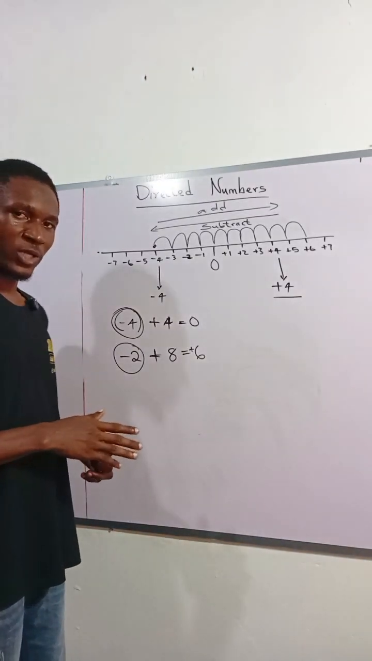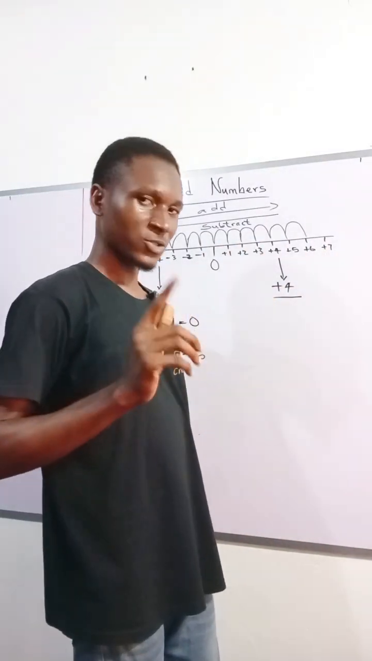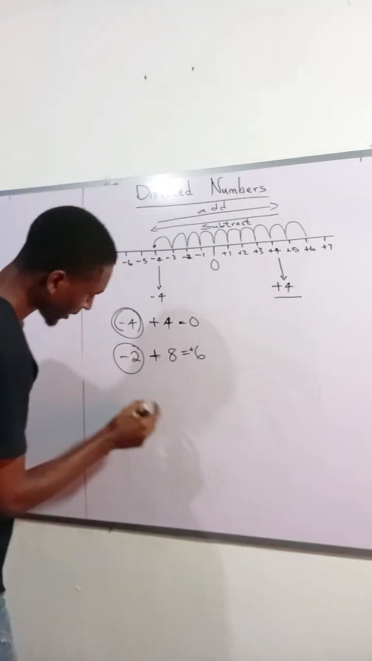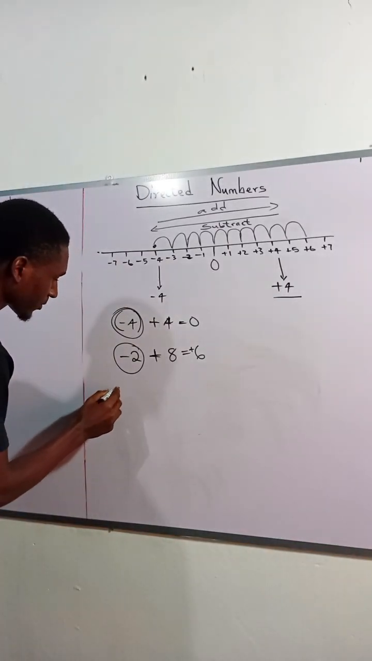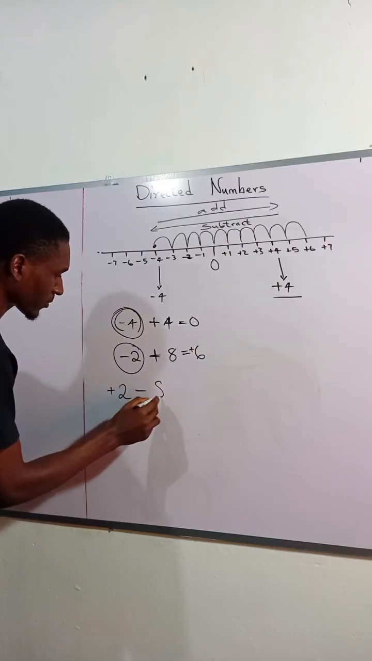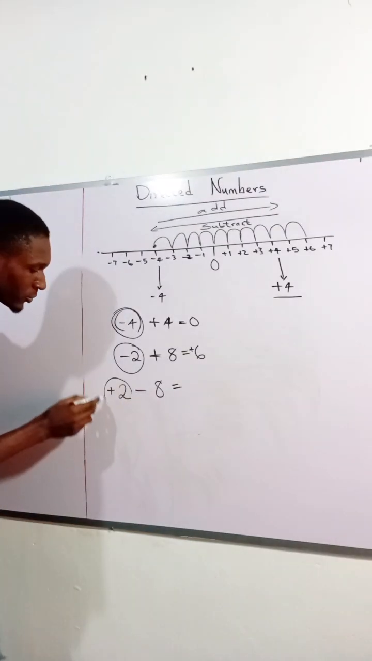So this is how you add. When you are adding, you are moving to the right. But when you are subtracting, you are moving to the left. For example, imagine you were told positive 2 minus 8. That means you are going to start from positive 2.